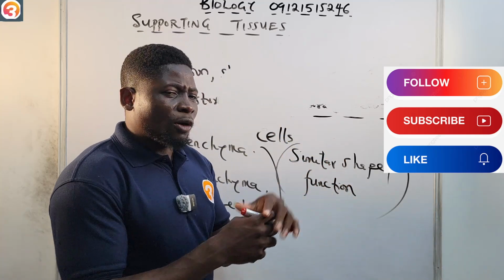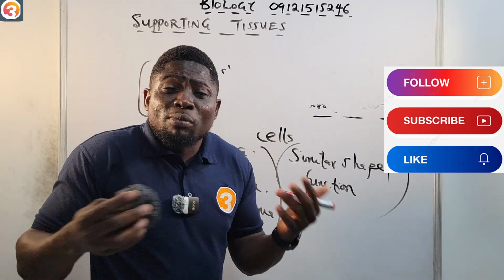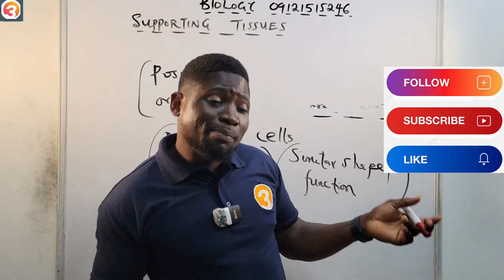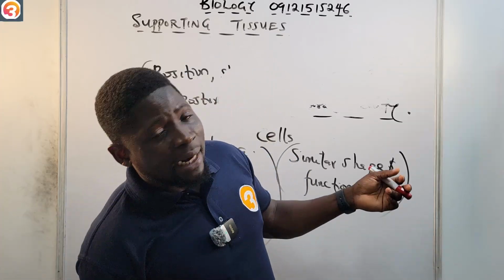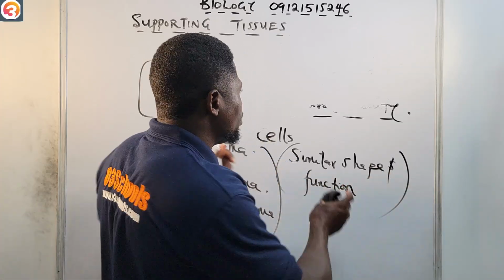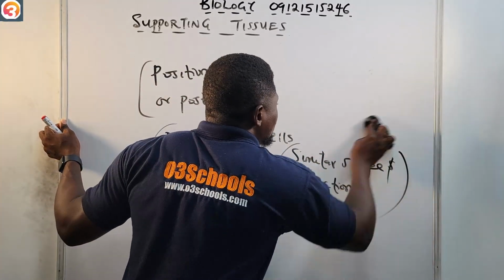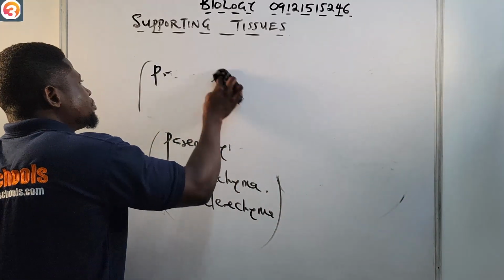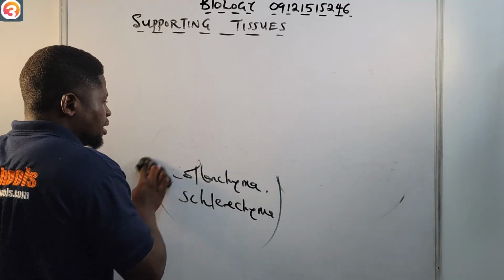So, supporting tissue. Just imagine a human being without bones in the body. The person would be like a leg bearer. So those are supporting systems, those are supporting tissues in humans.